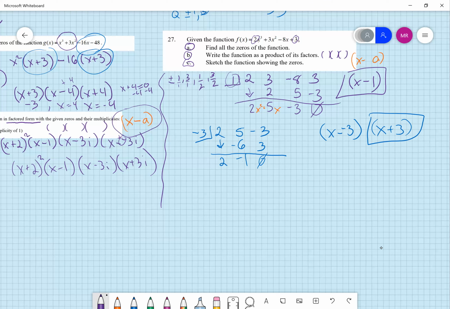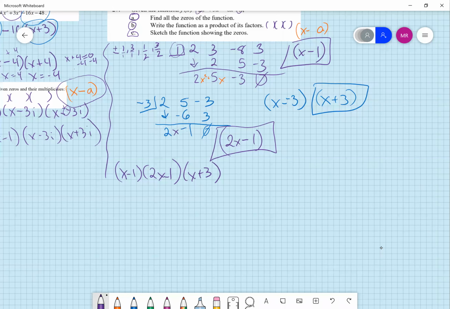For this last one, we don't have to do any more synthetic division because we've gone from x cubed to x squared, now just to x. And we know that this is 2x minus 1 as our last factor, which is pretty nifty. We know that means that our factors are x minus 1, 2x minus 1, and x plus 3.